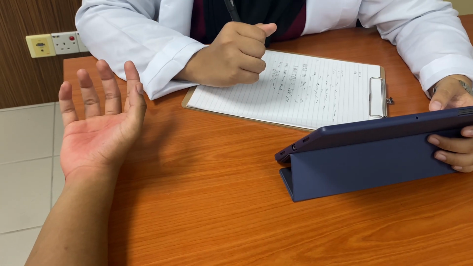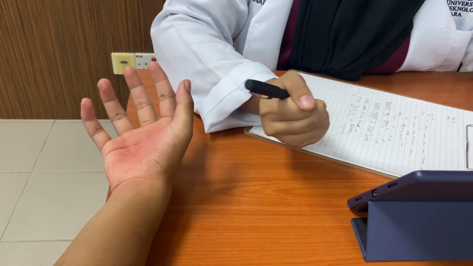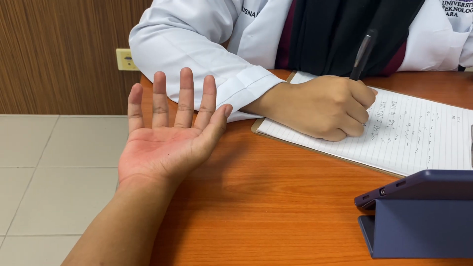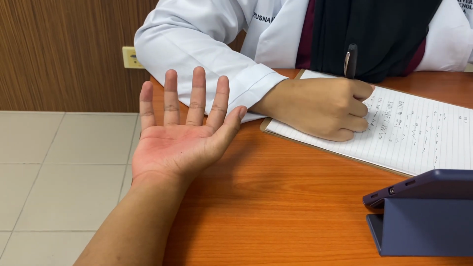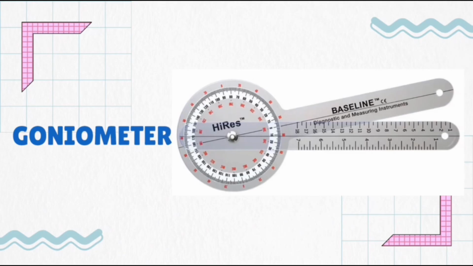The patient also has weak grip strength and limited movement in the wrist, especially when bending it. For this session, we use a goniometer to measure how far the fingers can bend and straighten. We also check if the patient can make a fist and hold objects properly.